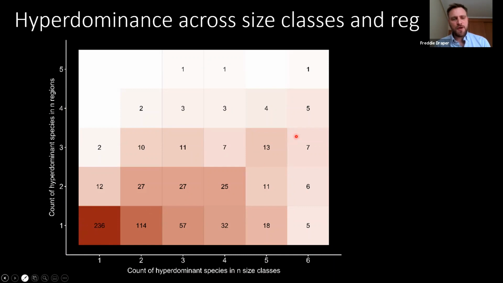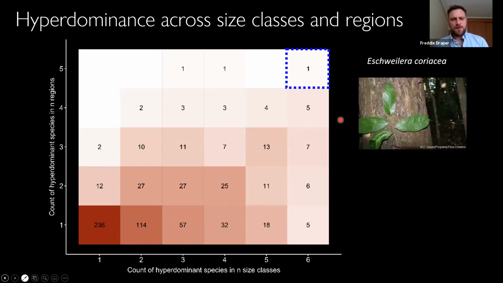There's very few that achieve hyperdominance in many size classes and many regions. And there's only one species which was hyperdominant across all size classes and across all regions, which is Eschweilera coriacea. And I'll talk a bit more about this species later, and issues associated with its identification and whether this really is one species.